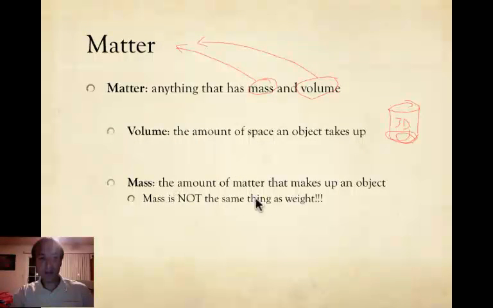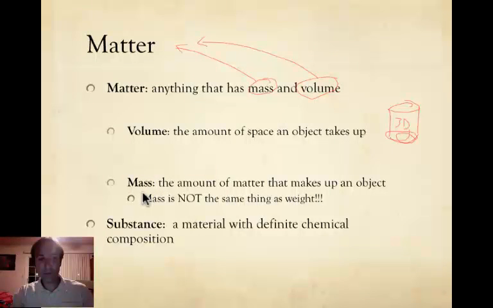Remember, mass is not the same thing as weight. Weight factors in gravity, and when we deal with these scientific measurements, we don't want to think about gravity. We don't have to deal with that extra factor, so we deal in matters of mass.